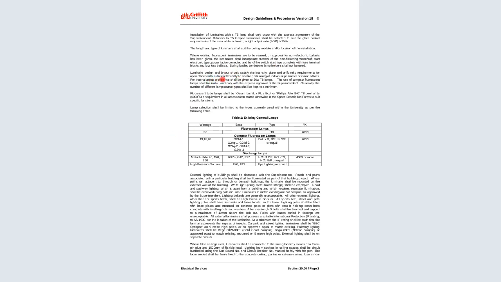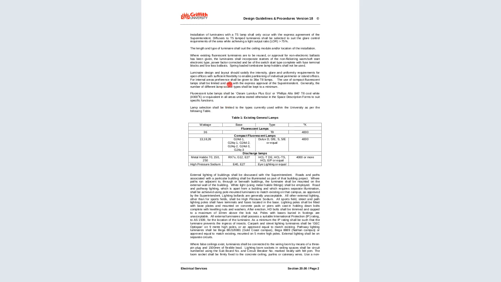So luminaire design and layout should satisfy the intensity, glare, and uniformity requirements of the open offices with sufficient flexibility to enable partitioning of the individual perimeter or the island offices. So when we are designing these luminaires, we said it's lighting points. We have to take into consideration the intensity, the glare, and the uniformity. The uniformity meaning if the distance in between the lamps is 20 meters or it's 5 meters, it has to be uniform throughout the room.